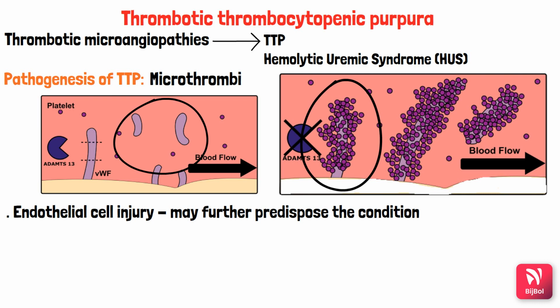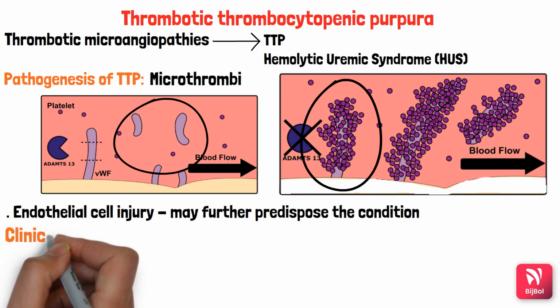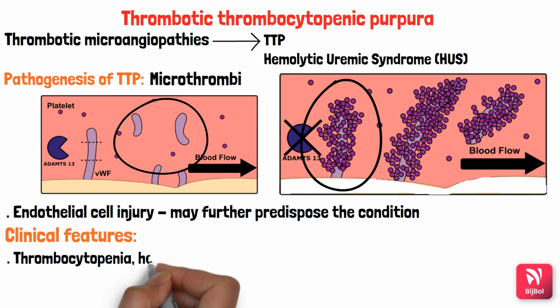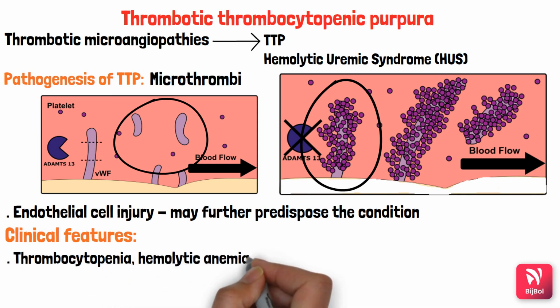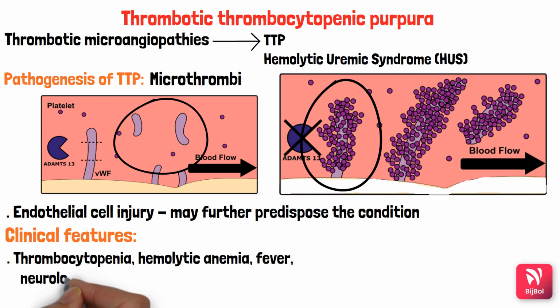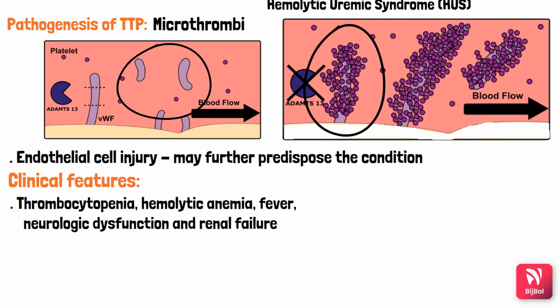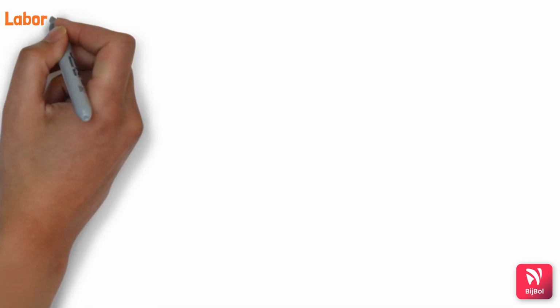As all the platelets are used up, what will happen? Thrombocytopenia will happen, right? So that is the mechanism of TTP. In clinical features, we will see thrombocytopenia, hemolytic anemia, fever, neurological dysfunction, and renal failure. These are the very important clinical features that are seen in TTP. So what will be the laboratory findings? Thrombocytopenia, so decreased number of platelets within circulation, because everything is used up in the microthrombi formation.